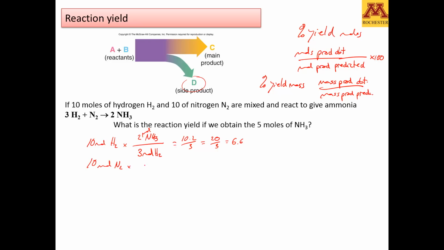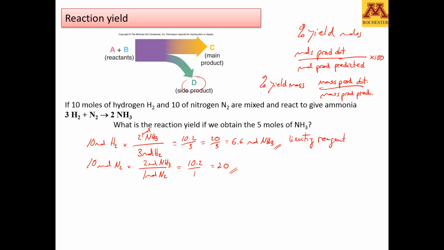Okay, so let's see if nitrogen is the limiting reagent again. The recipe says that 1 mole of nitrogen will react to give 2 moles of ammonia. Again, we're calculating moles of ammonia. This is 10 times 2 divided by 1. This is 20. We get more here, we get less here. That means we will run out of hydrogen first. This is our limiting reagent.